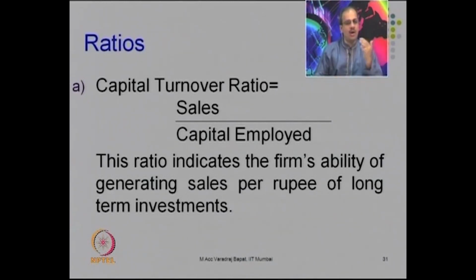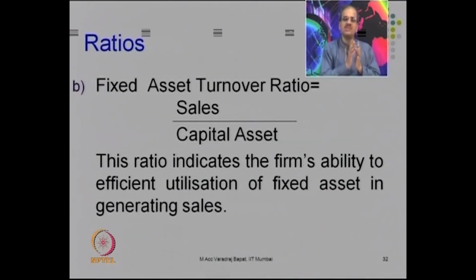Should this ratio be high or low? Naturally, this ratio should be higher. It indicates that the entity is efficient. It is able to generate more sales by using the same amount of capital. Same way, you also have fixed asset turnover ratio, which relates sales to capital assets or the fixed assets. So if the company is able to generate more and more sales using the same amount of fixed assets, it shows the effective utilization of fixed assets.